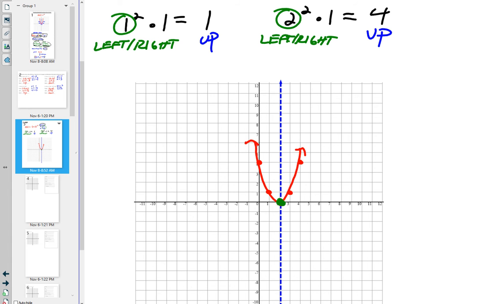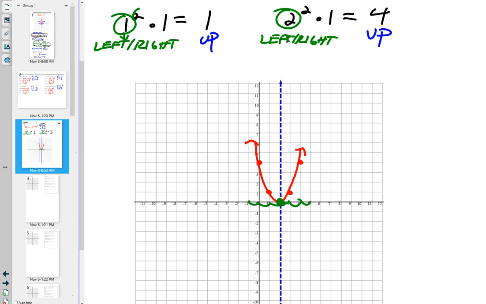Okay. But then I want to know what happens if I go 1 away from the vertex? What happens if I go 2 away from the vertex? What happens if I go 3 away? I want to know what would happen there, right? I want to be able to have at least 2 points on each side. So the first one I chose was 1. Let's see what happens 1 to the left or the right.